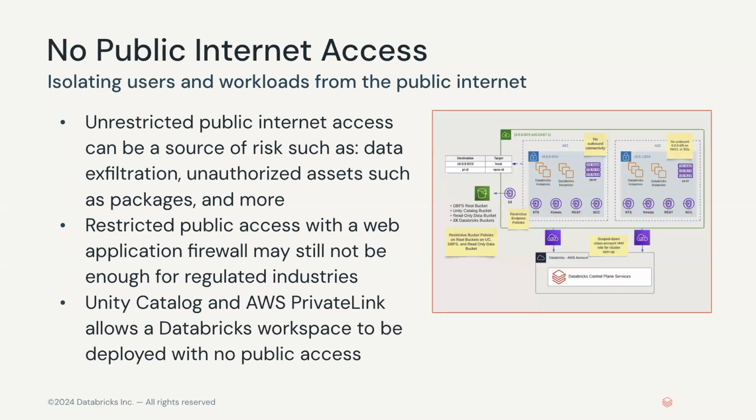So let's talk about some of the features of this architecture before we go into the demo. First things first, and most importantly, no public internet access from the cluster. As we know from a Databricks perspective, in our classic compute plane, clusters are spun up within the target AWS account, which you can see here in the diagram.